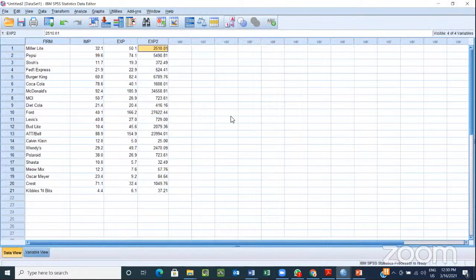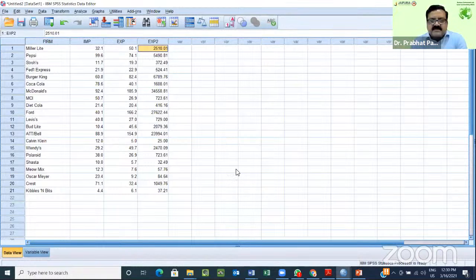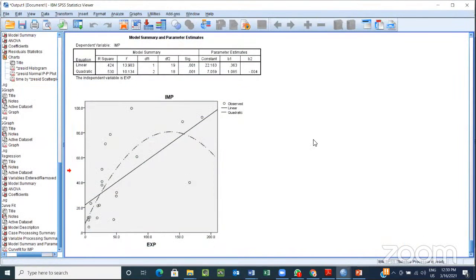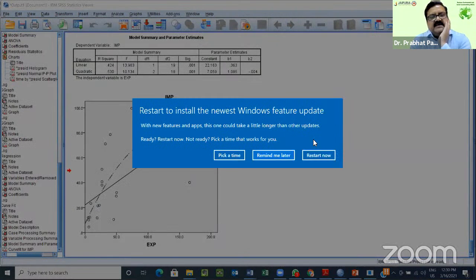Excuse me, sir. Yeah, sure. Sir, you manually calculated the threshold value of the expenditure. How can we get it from that curve output? Or are we supposed to calculate manually only the threshold expenditure that you have shown? Both are correct.